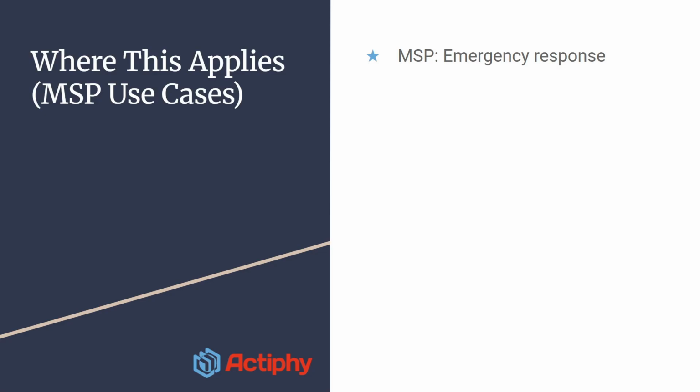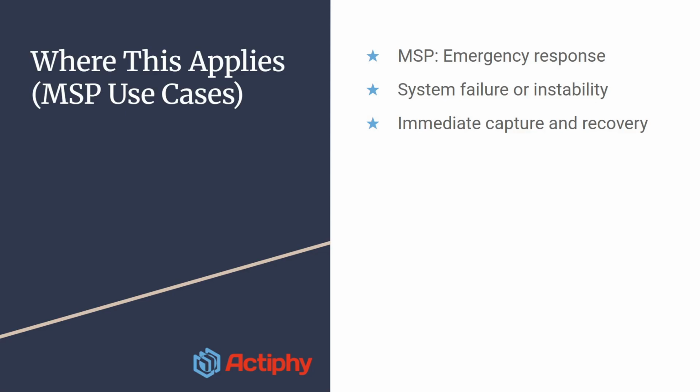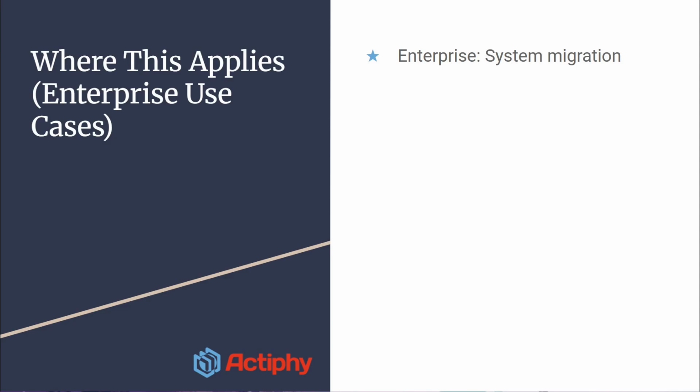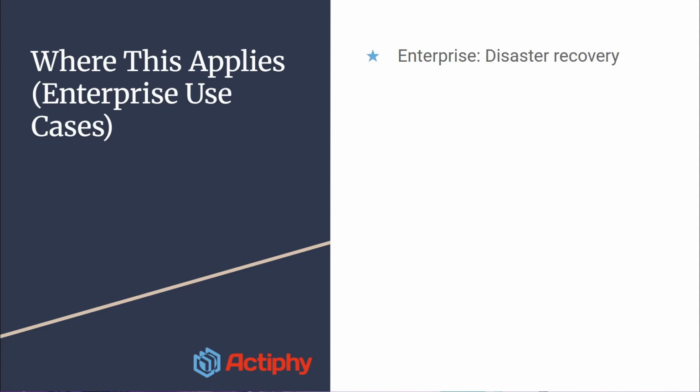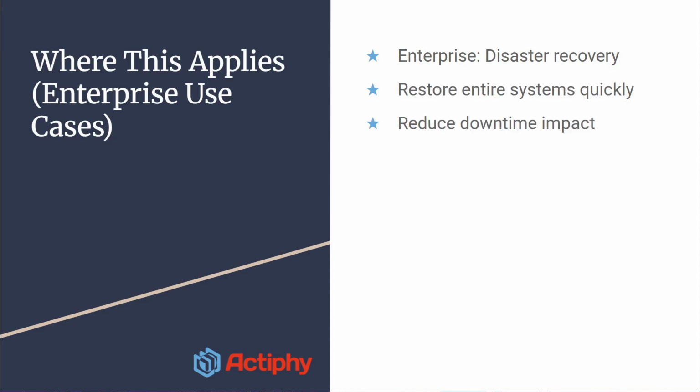And then there's emergency response. A system fails, or it is about to. You capture what you can and recover as quickly as possible. In enterprise environments, this shows up in different ways. For example, migration projects, moving from physical systems to virtual environments, or hardware refresh cycles where systems need to move to new infrastructure. Another major area is disaster recovery. When something goes down, you don't rebuild, you restore, and that directly reduces business impact.